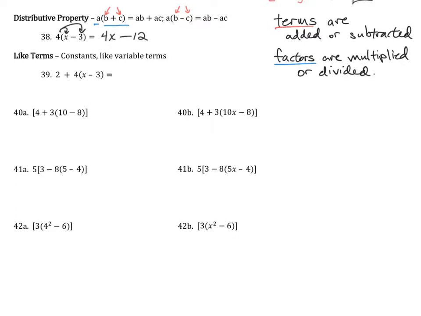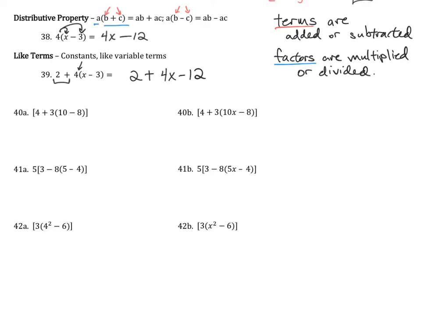So for example, when you take a look at example 39 here, what we have to do is figure out where the multiplication is happening. Well, the multiplication is happening right here, between the 4 and that set of parentheses. So just like we did for example 38, we will have 4x minus 12, but this 2 plus is in front of everything.